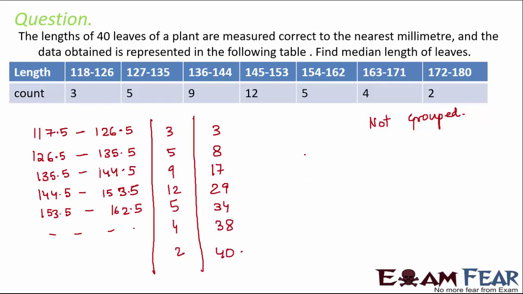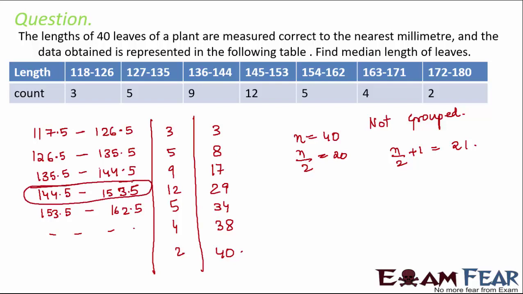Now let's make use of the formula for median. Even before we do that, we will have to identify the median class. Here the value of n is 40, the number of observations, because we are dealing with 40 leaves of the plant. So what is n by 2? N by 2 would be 20 and n by 2 plus 1 would be 21. So which is that class that has frequency values 20, 21? We do not have the exact value of 20 or 21, but the nearest value would be 29, and this class would be the median class.